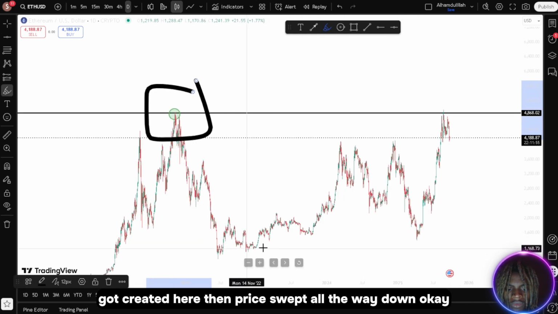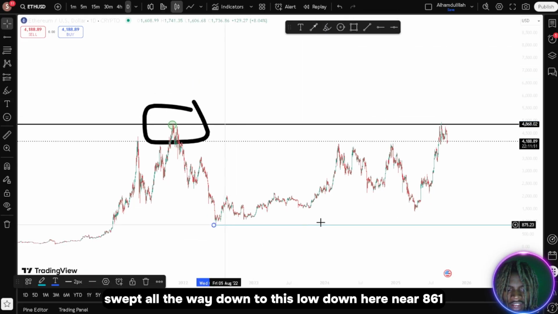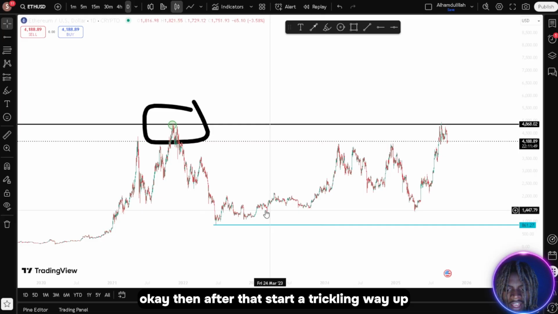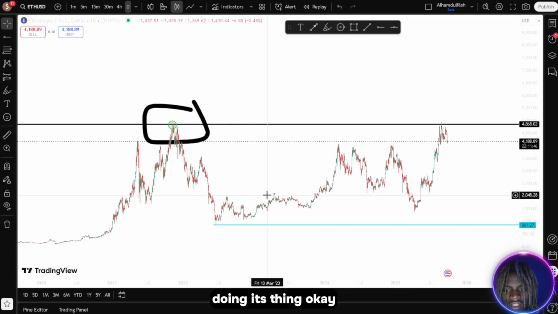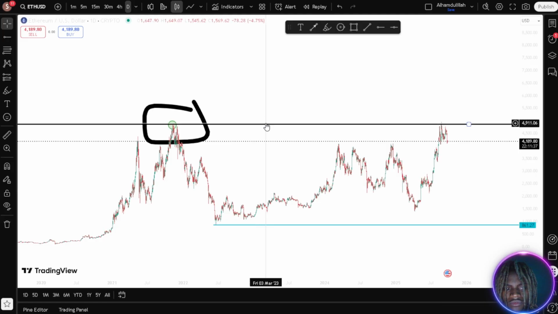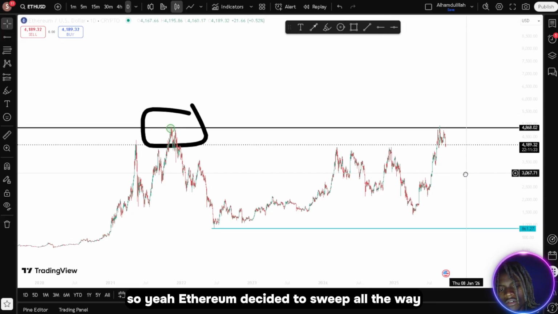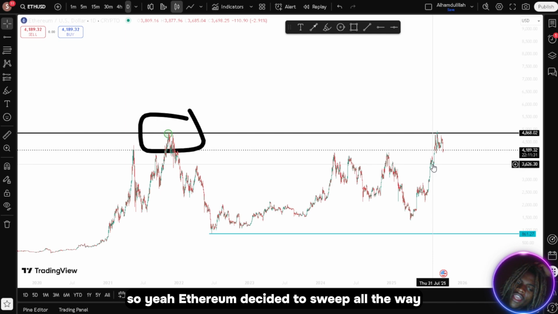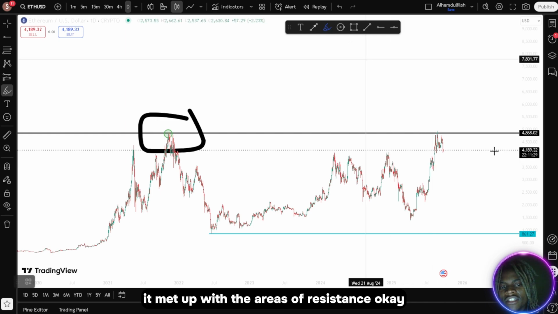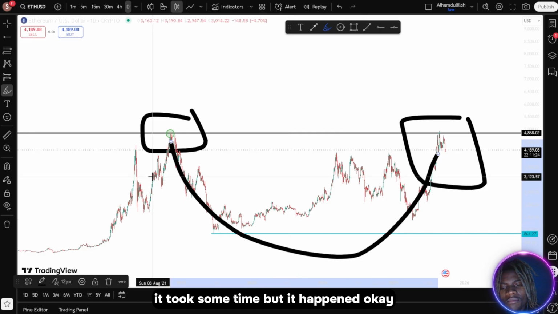Then price swept all the way down to this low down here near 861. Then after that, it started trickling way up, doing its thing. And then price decided to make a high of 4,868, or around the 4,900s. So yeah, Ethereum decided to sweep all the way, and as you can see, it met up with the areas of resistance. It swept the whole time. Yes, it took some time, but it happened.